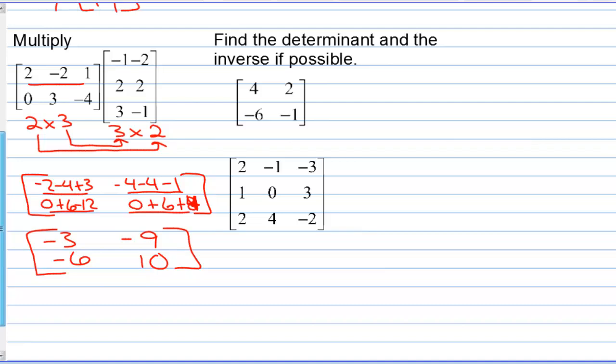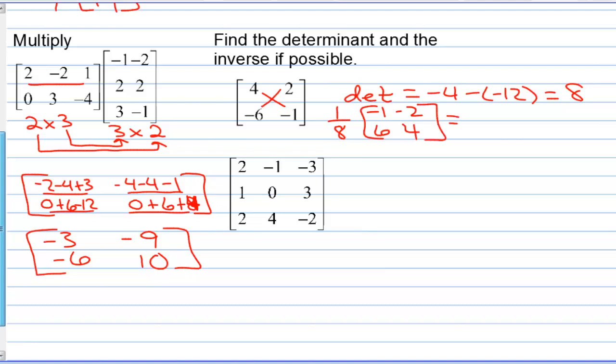Find the determinant and inverse if possible. So the determinant of this one is equal to negative 4 minus negative 12, which is 8. We cross multiply is what I call it, even though technically that's not what you do. And then we have 1/8. Switch the negative 1 and the 4, and make the other ones opposite. That's the process. And we end up with negative 1/8, negative 1/4, 3/4, 1/2.